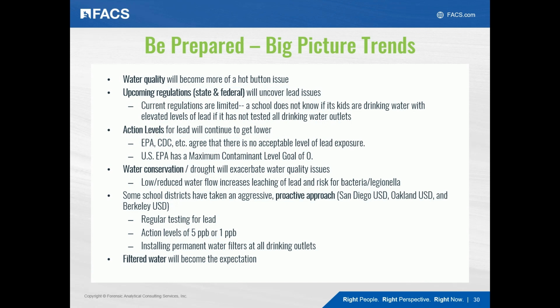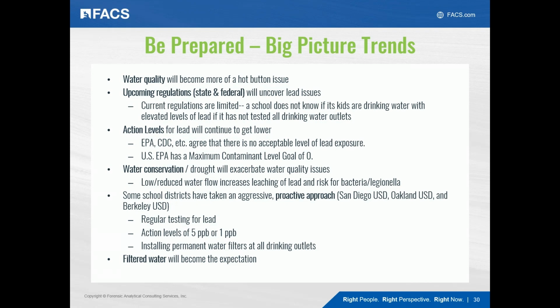AB 249 is a bill in California that would have mandated testing of all the fixtures in schools. Unfortunately, it was vetoed last year. The federal EPA is also working on mandating testing of lead in schools and childcare facilities on a federal level. And as far as action levels, we can expect action levels to continue to get lower. All the public health agencies currently agree that there is no safe level of lead exposure, and that the ultimate goal is to get to zero exposure.